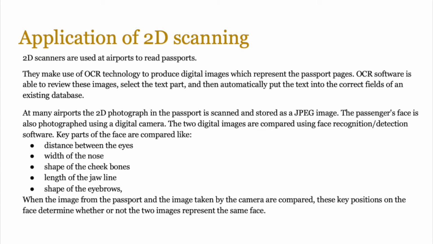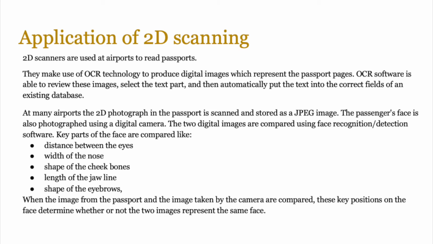Now, in the exam, the most common form of application that you'll need to talk about is how they're used to read passports. 2D scanners make use of OCR technology to produce digital images which represent the passport's pages, especially the identity page. OCR software is able to review these images, select the text part, and then automatically put the text into the correct fields, for example, of an existing database. This is how your name can be checked.